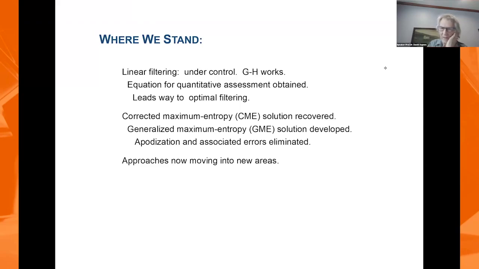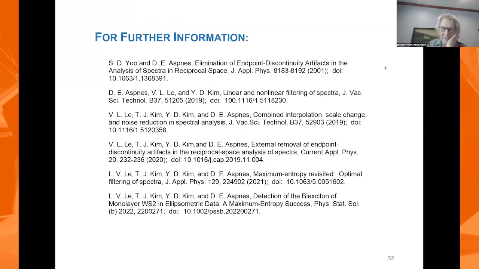And there you need to be able to pull out small shifts and get these accurately determined. So this is kind of where we stand. And if you want more information on that, these are the publications we have up till now.